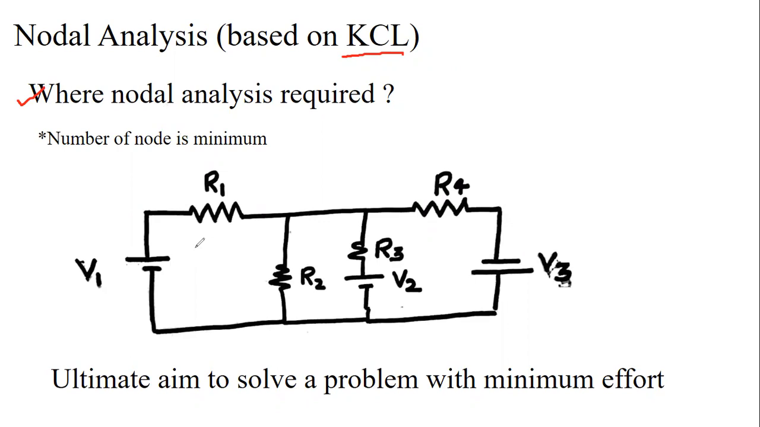See this figure. If we solve this with mesh analysis, the circuit has three meshes, 1, 2, and this is the 3. So 3 equations are required to solve the problem. If we solve this by nodal analysis, the minimum number of nodes is 2, one is this node and one is this node, and one is ground. So this question can be solved by a single equation in nodal analysis, while with 3 equations in mesh analysis.